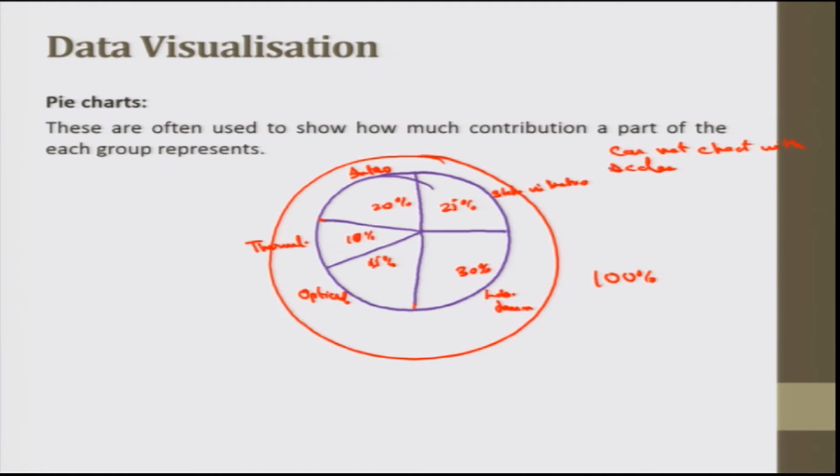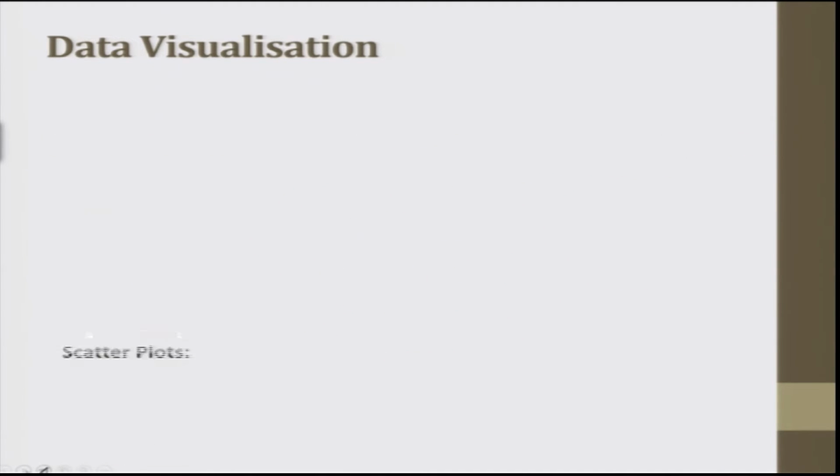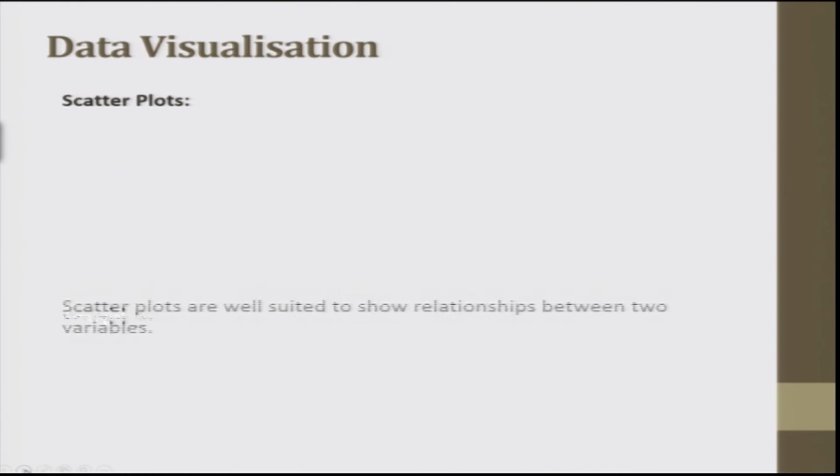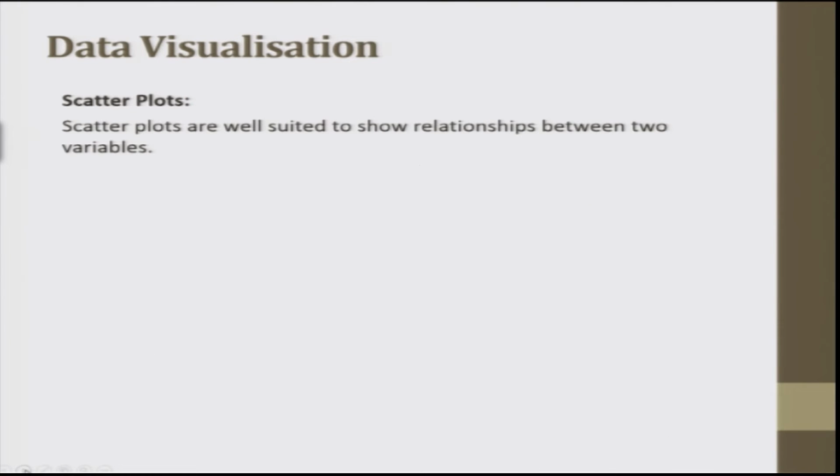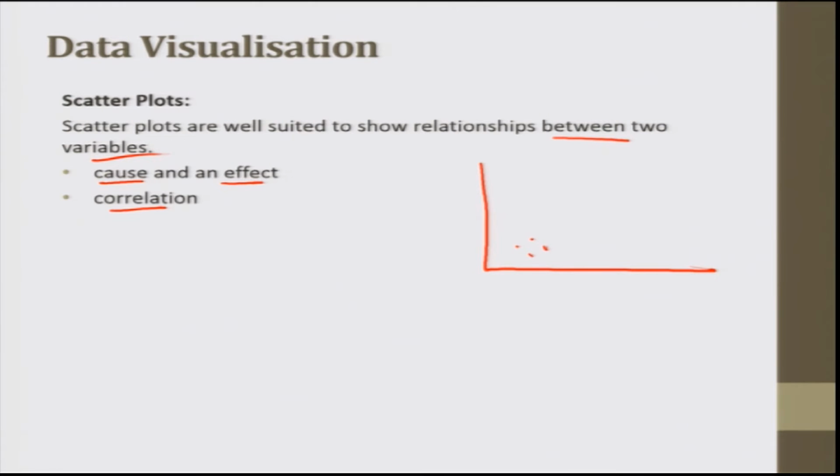Okay. So next I have here is scatter plots. Scatter plots are very important. Scatter plots are well suited to show the relationship between two variables. These can be cause and effect, and they can be correlation. The cause and effect and correlation. We can have a scatter plot like this.